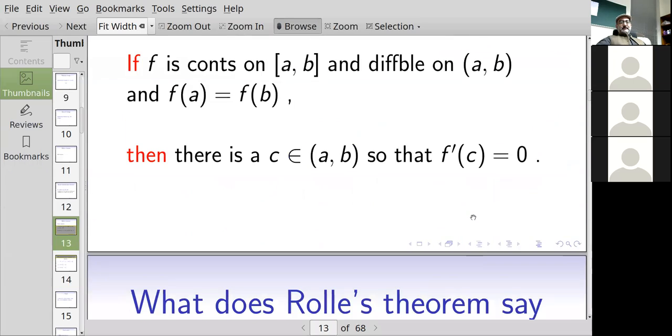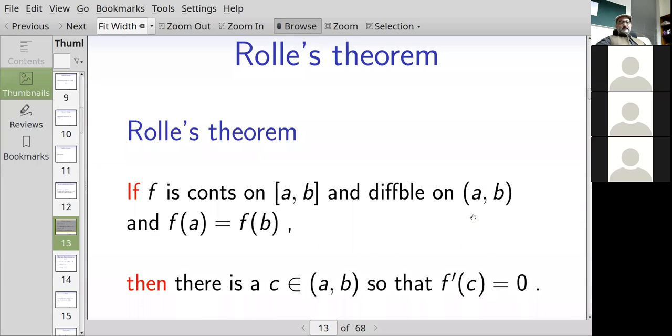Sir, on what basis does f of a equal f of b? No, I'm just saying that if you have such a function, right? There are some functions like this, like the sine function: sine of 0 is the same as sine of pi, for example.